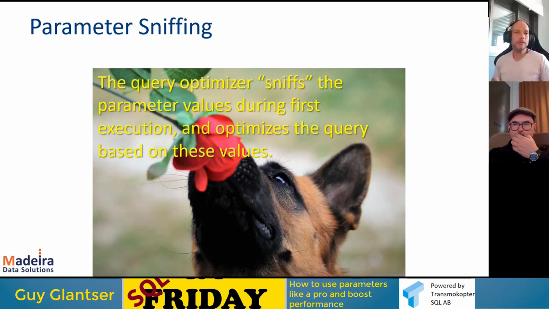Okay, and this is great because otherwise the optimizer needs to guess somehow and come up with a plan that is good for all cases or the average of the cases. But no, in this case, it uses the parameter values in the first execution, which is great. This is called parameter sniffing.